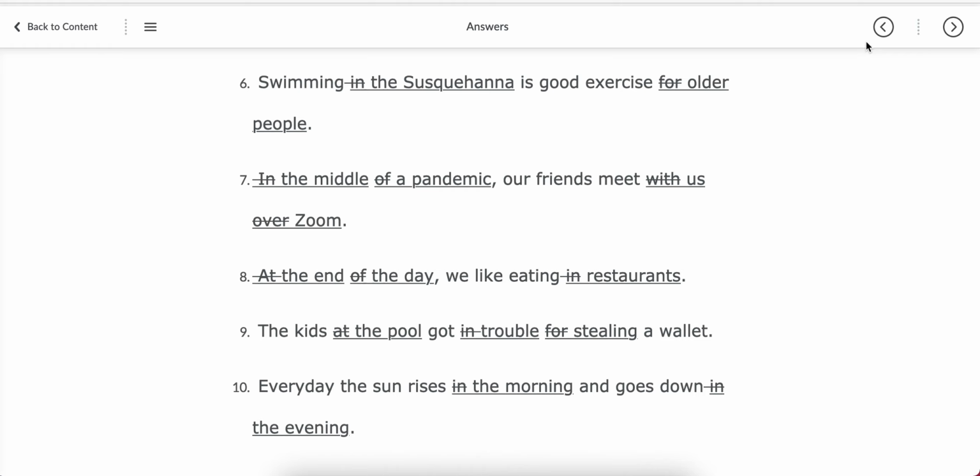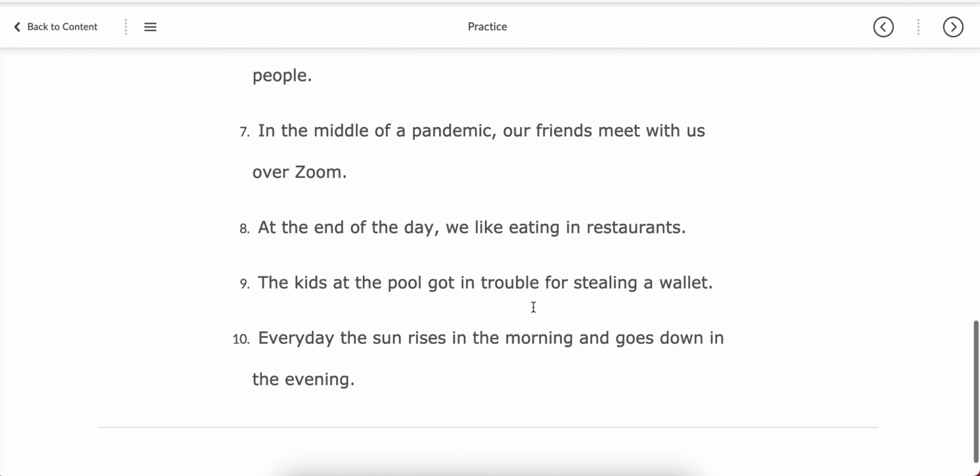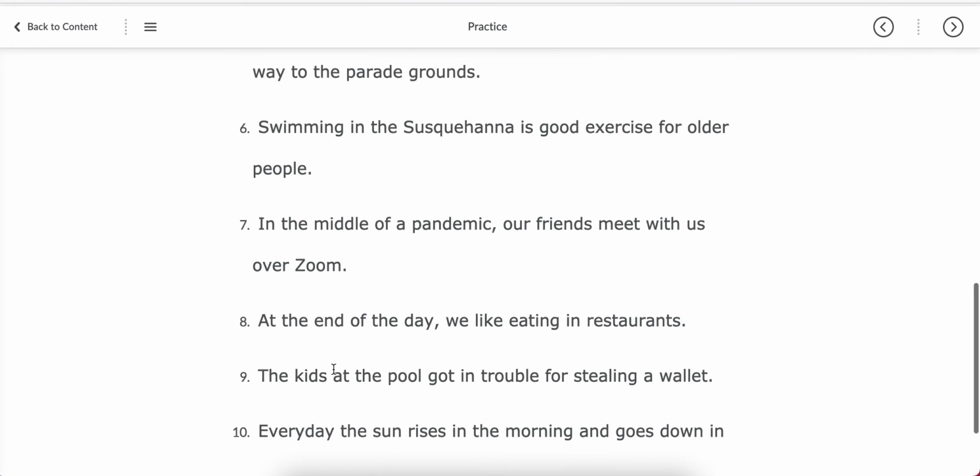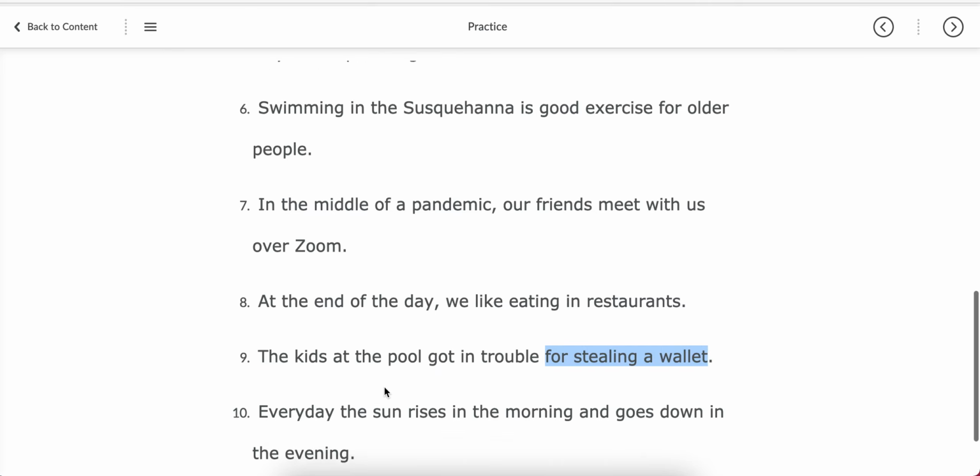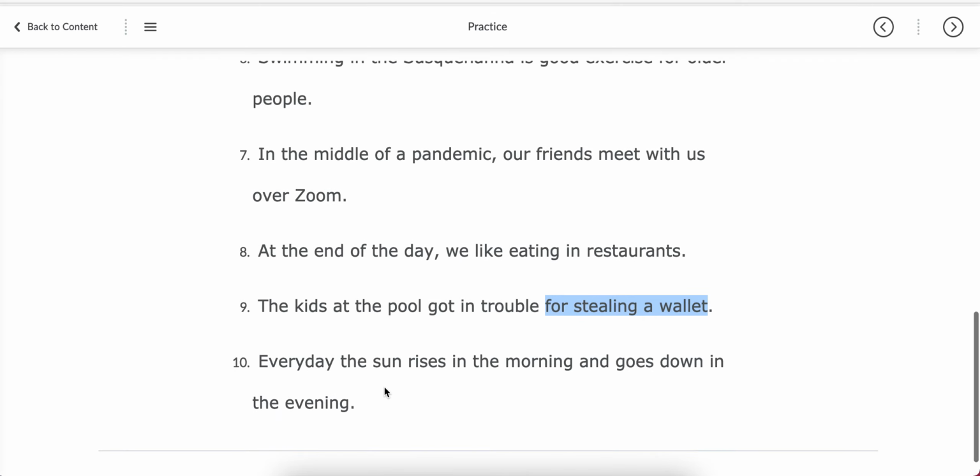Yes. All right. So the kids at the pool, describing the kids, got in trouble. In trouble is a prepositional phrase for stealing a wallet. That is also a prepositional phrase. It's tricky. It's very tricky, right? It's not easy, but you'll get the handle of it.